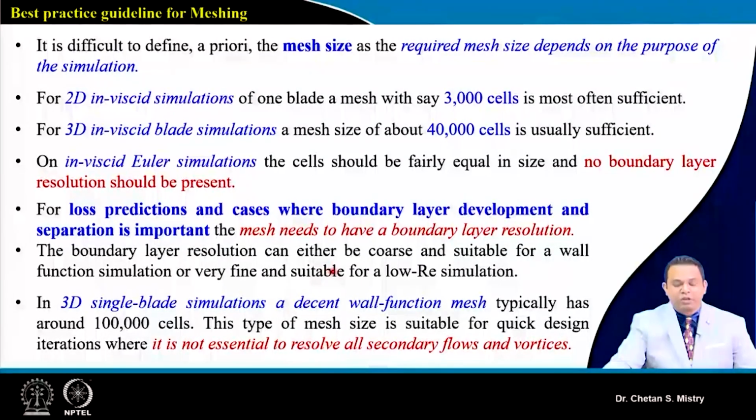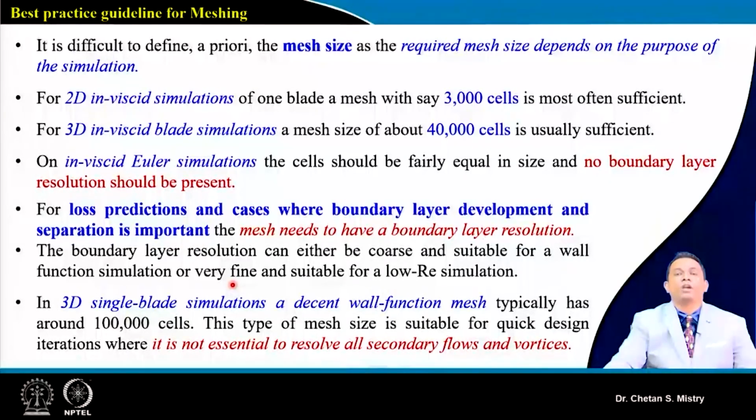Okay, so boundary layer resolution can either be coarse and suitable for the wall function when we are using, say, low Reynolds number. So basically when we are analyzing the flow over our blade surface, maybe rotor surface or stator surface, we are mainly going with the 3D simulation, where we are using wall function mesh. There we are looking for around 1 lakh cells, 1 lakh elements. This type of mesh is suitable for the initial design.